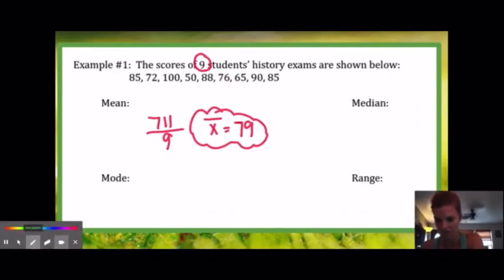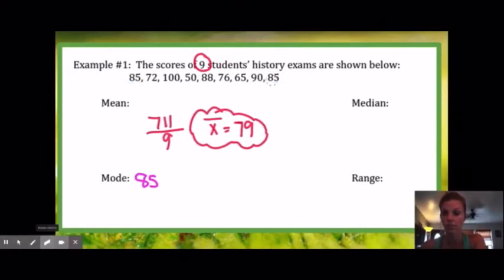Okay, let's look at the mode. So the mode, is there a number that appears the most? It looks like to my old eyes that it's 85. 85 is there twice, so 2 kids got an 85. Nothing else seems to repeat.